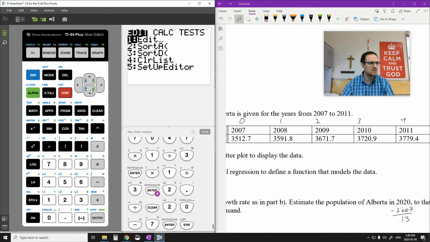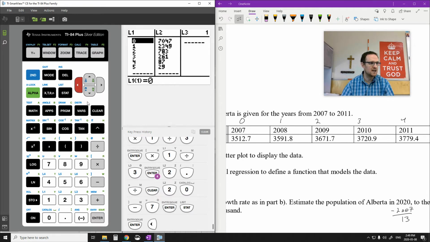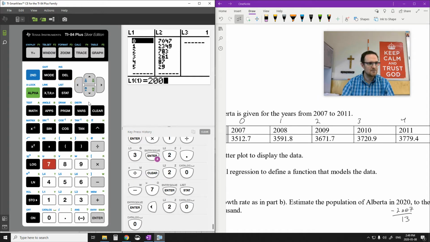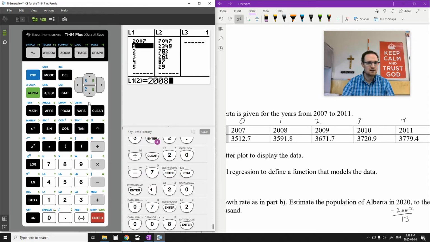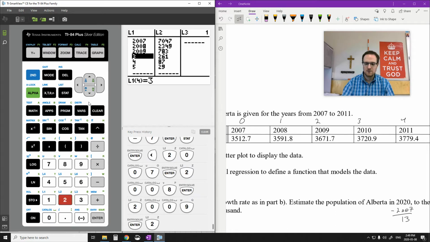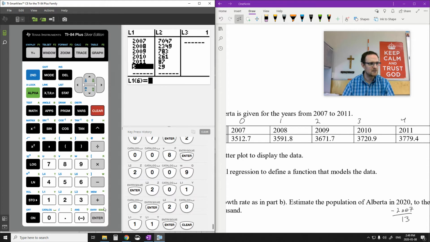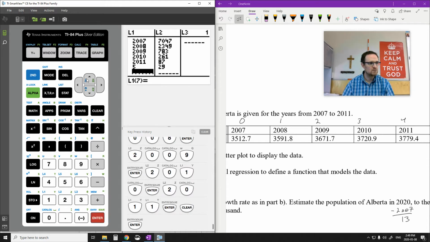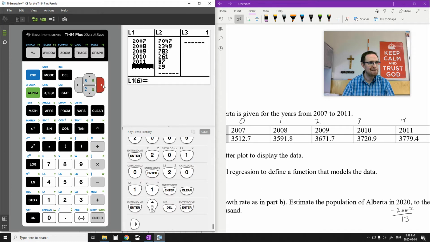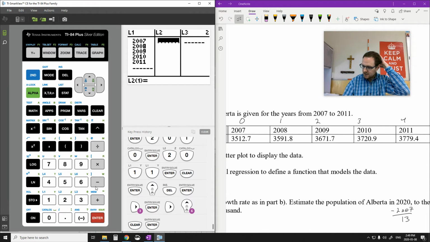So I'm actually going to type in the actual numbers. It makes it a little bit easier to find what I'm looking for. So I'm going to go 2007, 2008, 2009, 2010, 2011. This last one I've got to clear out. Oh, I just delete. There we go. All right. I'm going to hit enter. There we go. I probably should clear the list first. Clear the list. Okay.